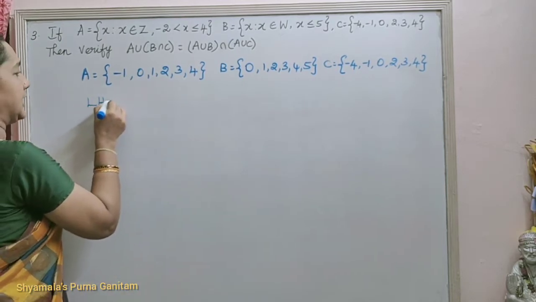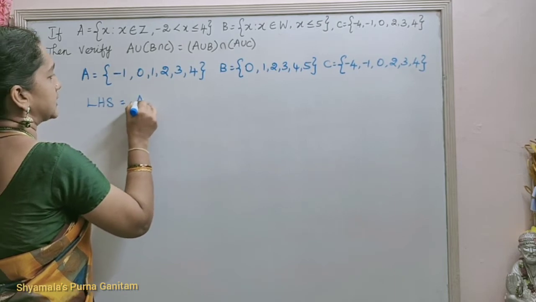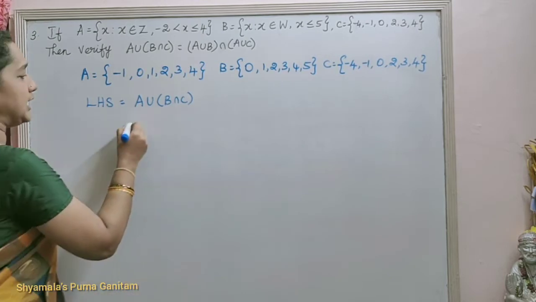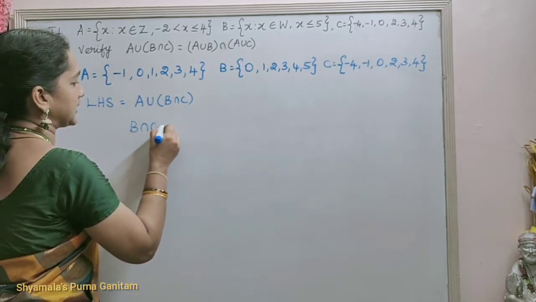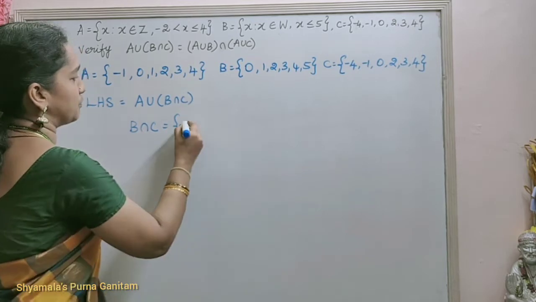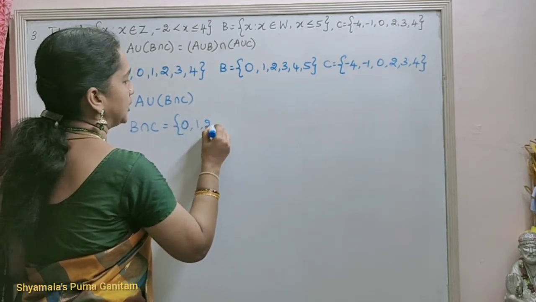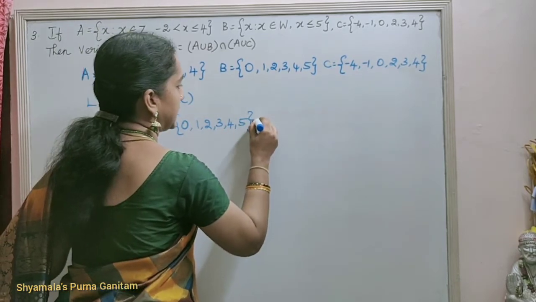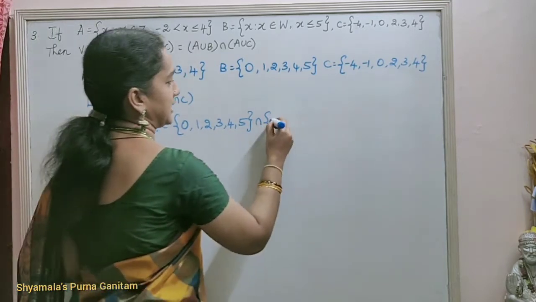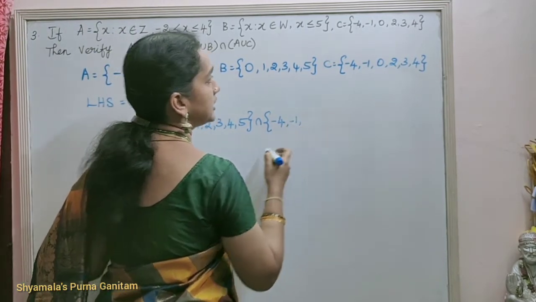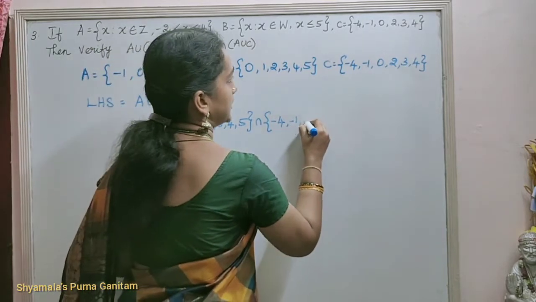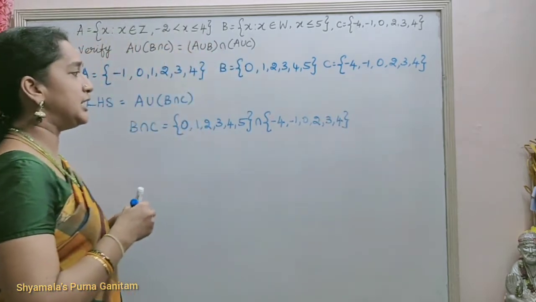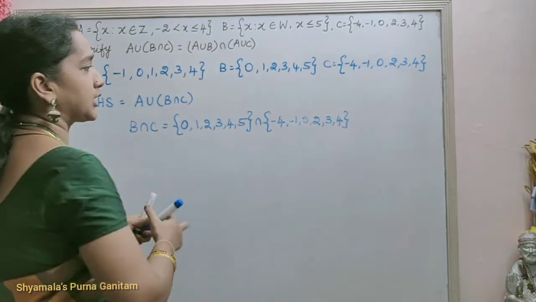So for that we will take the LHS first. LHS is A union B intersection C. For this we need B intersection C first. So B intersection C: the elements of B are 0, 1, 2, 3, 4, 5. Intersection C. Elements of C are minus 4, minus 1, 0, 2, 3, 4. So these are the elements of C.